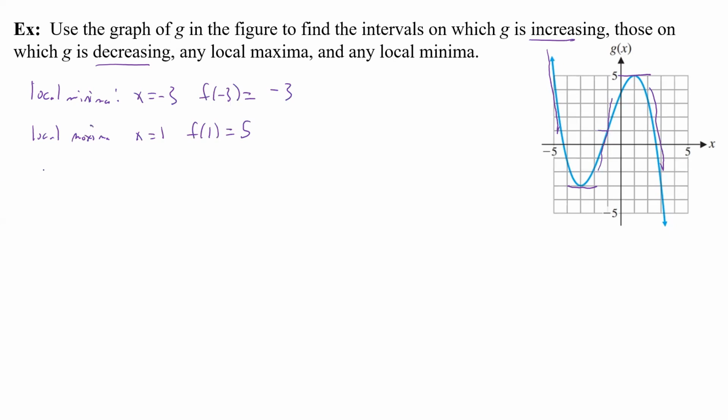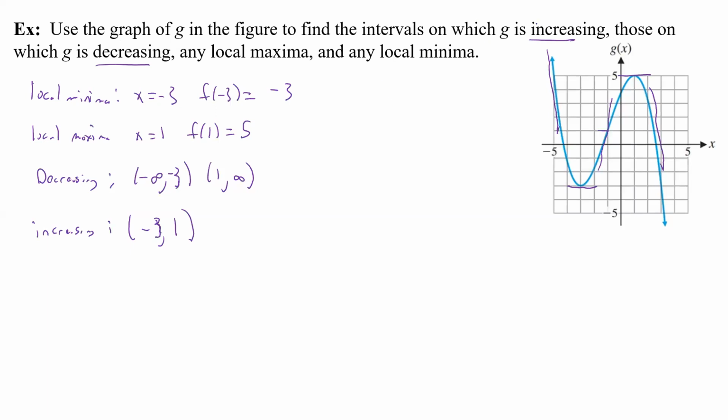All right, so what we have is a decreasing area and an increasing area. Is it decreasing? Well, it's decreasing from -infinity up to -3. It's also decreasing from 1 to +infinity. And it's increasing from -3 to 1. Okay, and so that's all the different pieces that we can get.